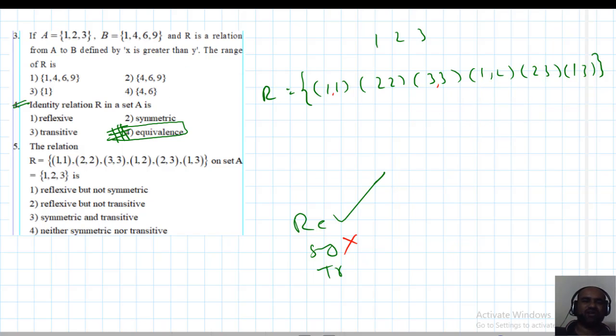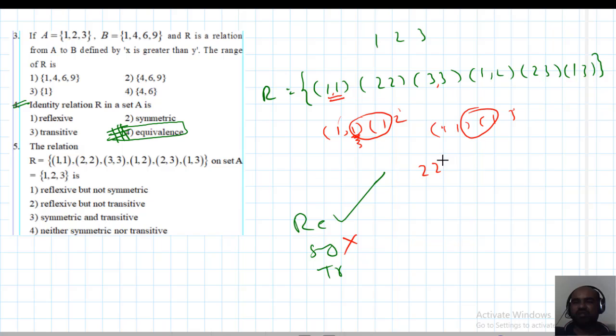Now I want to check for transitive. First of all take 1 comma 1. Take another ordered pair started with 1. Where is that? 1 comma 2. Okay, 1 comma 2. So 1 comma 1, 1 comma 2 gives 1 comma 2. Already 1 comma 2 is there. Next, try another ordered pair started with 1, that is 1 comma 3. 1 comma 1, 1 comma 3 should be there. 1 comma 3 is there. So with 1 comma 1, checking completed.